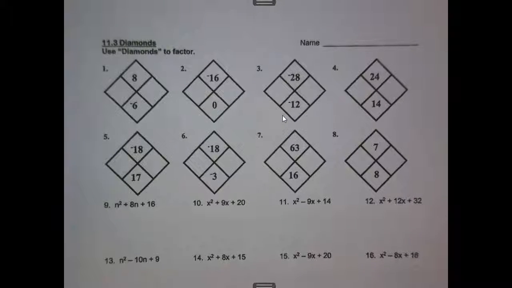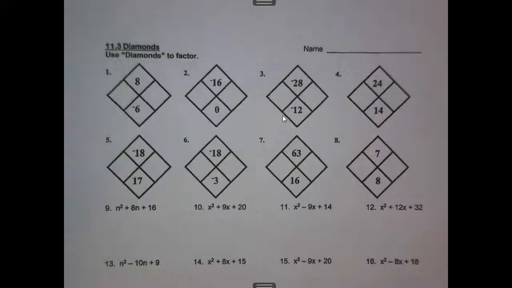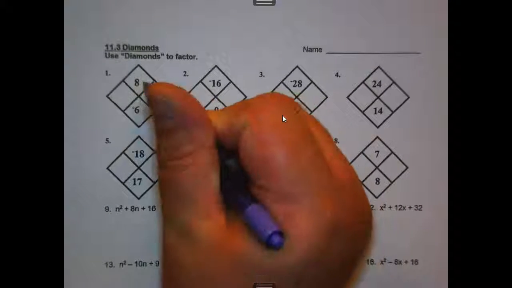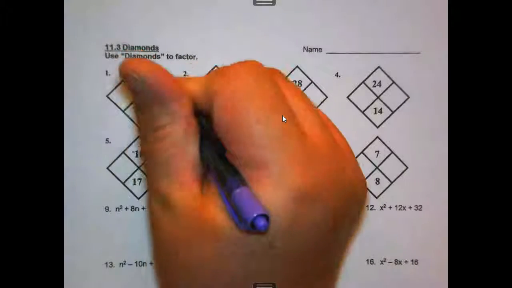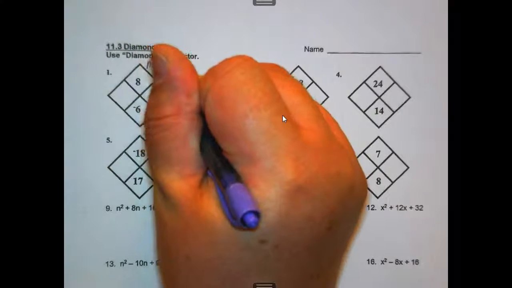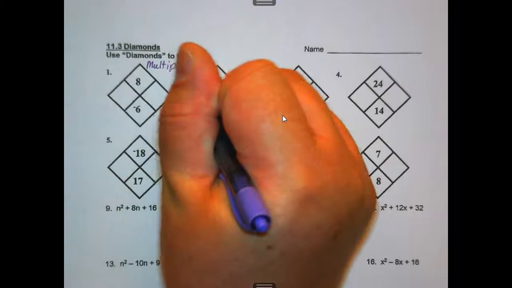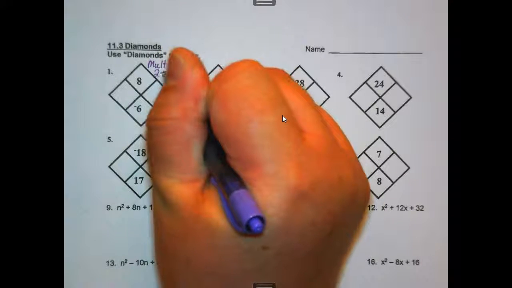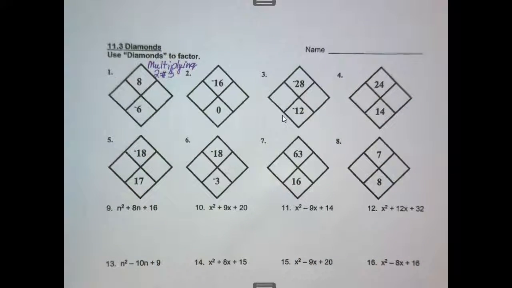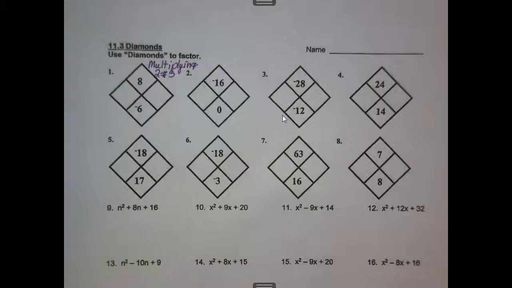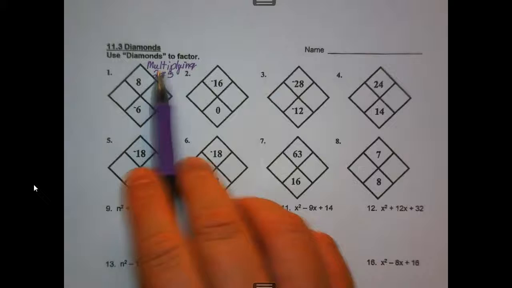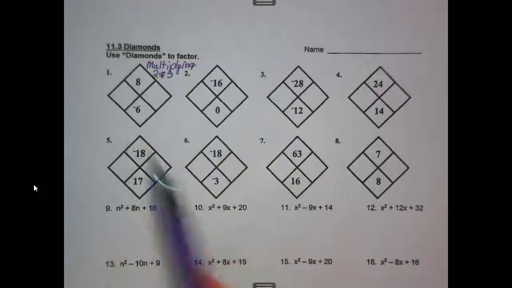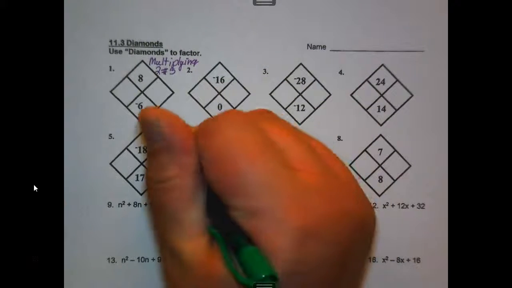The process behind this is that you're going to multiply two numbers together here up on top. So you're multiplying two factors, two numbers, to get 8. And at the same time, they're going to have to add up to the bottom number here.